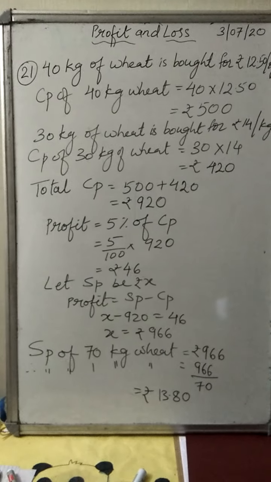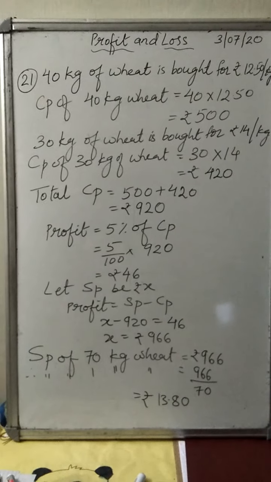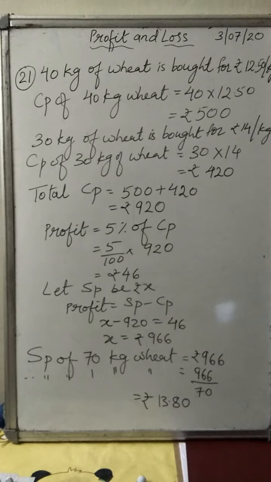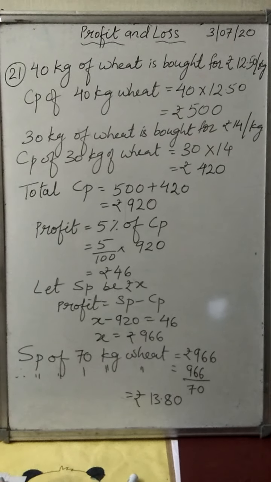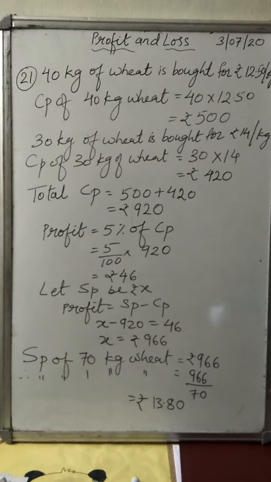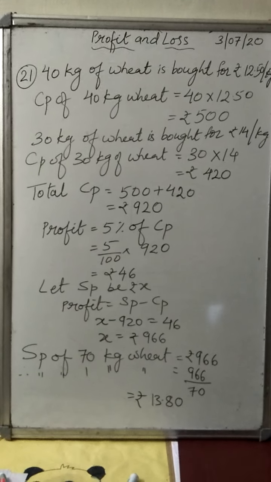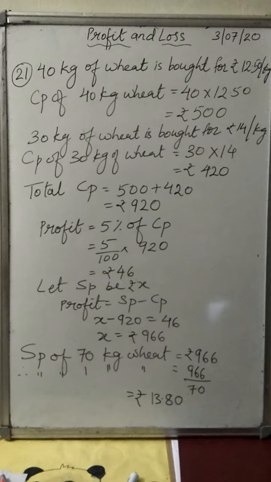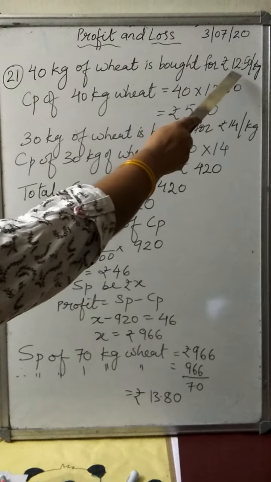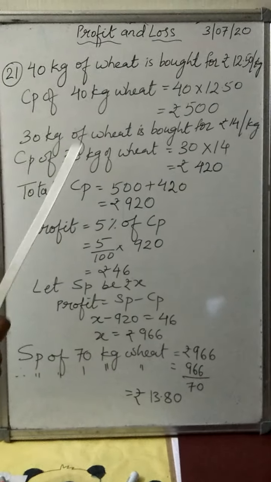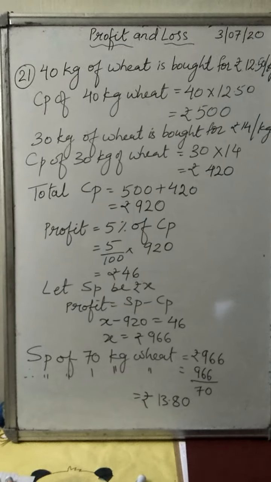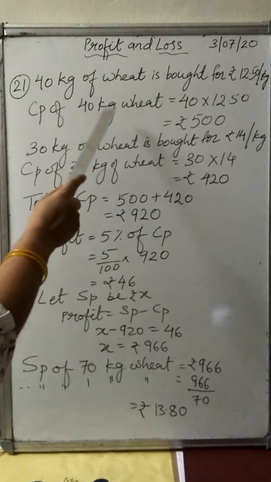First of all, we have to write everything that is given. Though the question is lengthy, it is very easy to understand. First read the question 2 to 3 times and then start. Now the rate at which he has purchased per kg is given, and he has purchased 40 kg of wheat at a rate of rupees 12.50 per kg. So that means for 1 kg he has paid 12.50 rupees. So you have to find the CP of 40 kg of wheat.